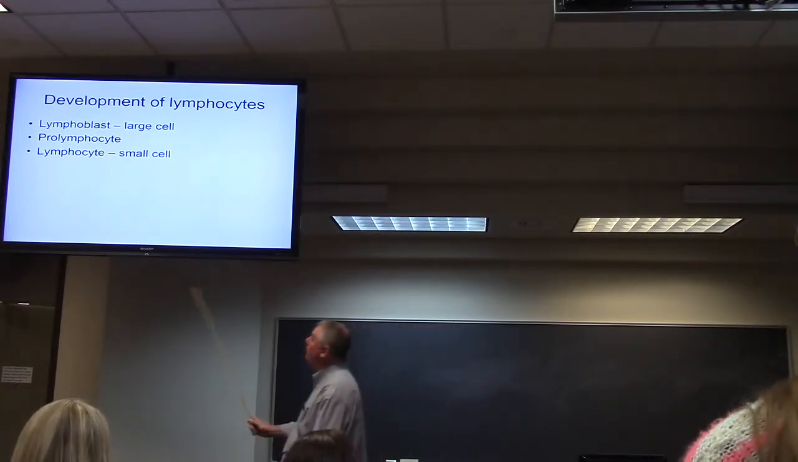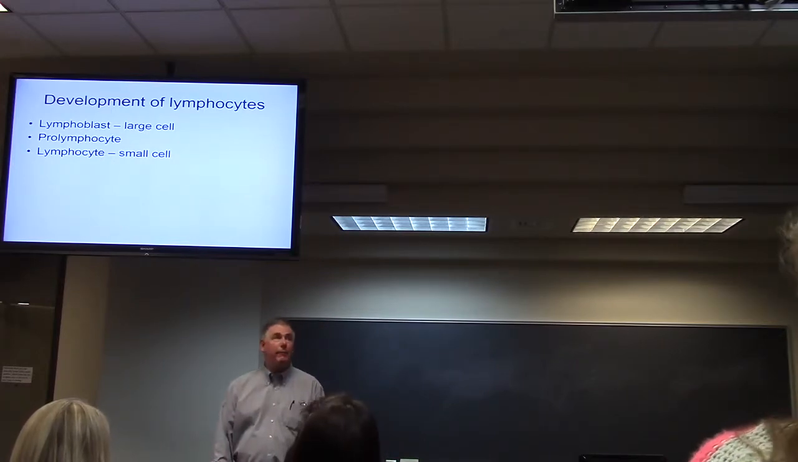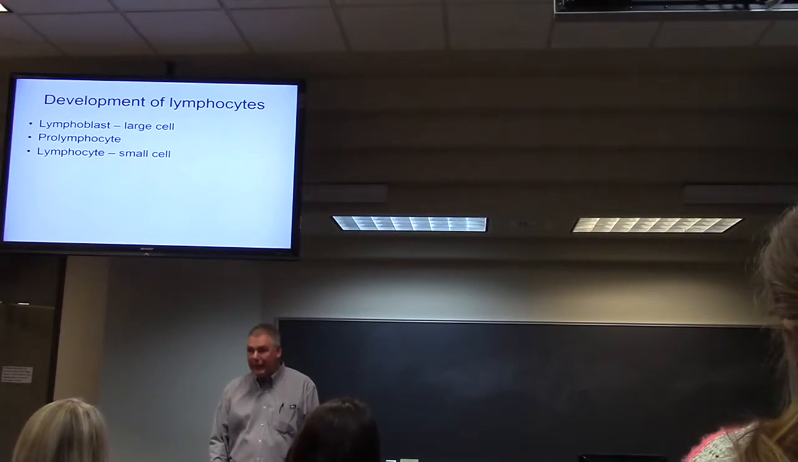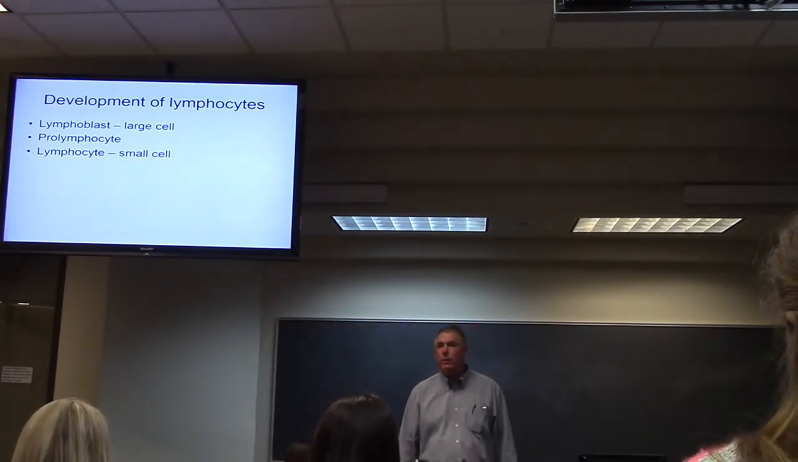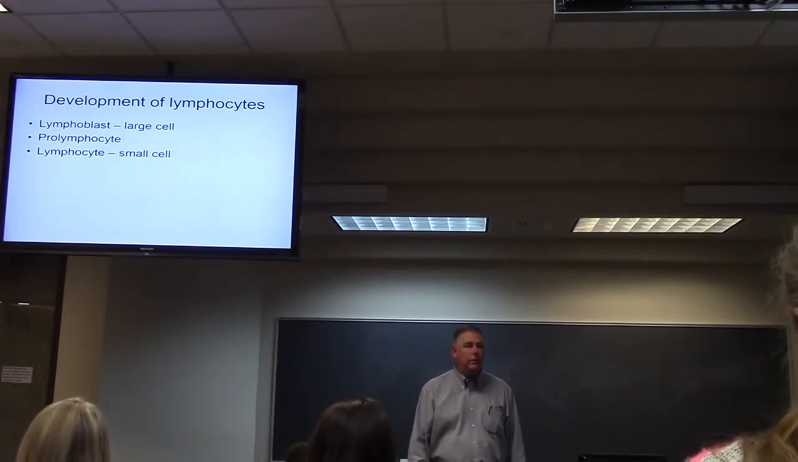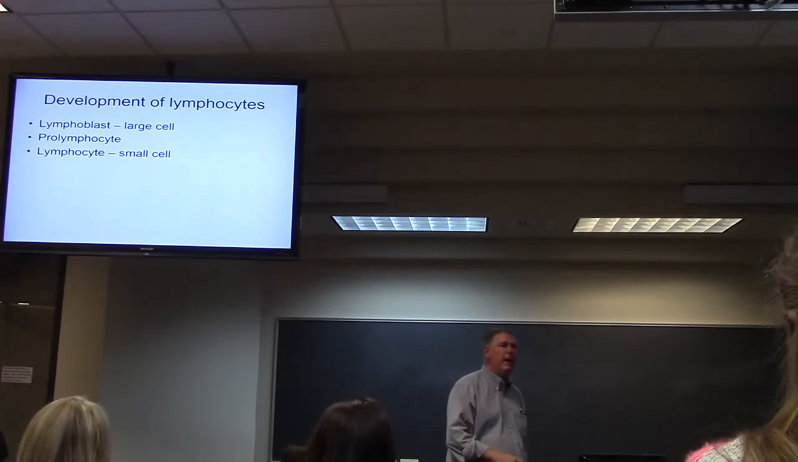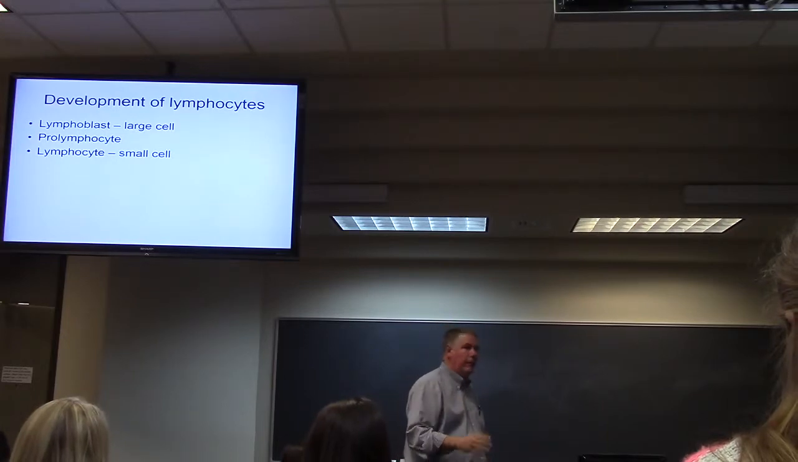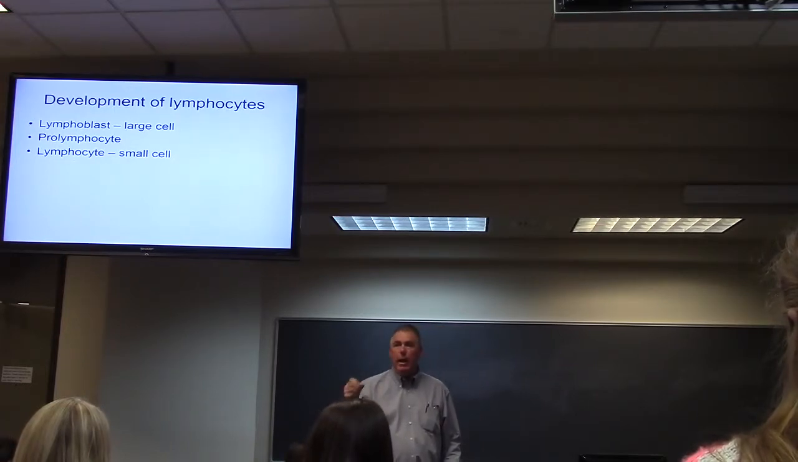Lymphocyte stages: lymphoblast, prolymphocytes, and lymphocytes. Lymphoblastic leukemia is not good. It's an undifferentiated leukemia of lymphocytes. By the way, just to give you a heads up, there are 4 basic types of leukemia: acute and chronic lymphocytic leukemia, and acute and chronic myelogenous leukemia.